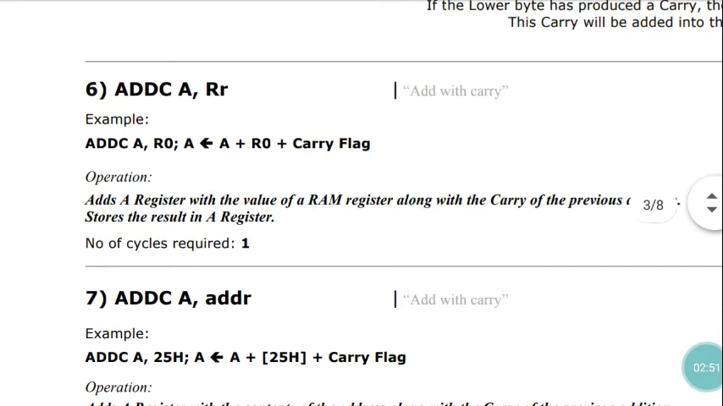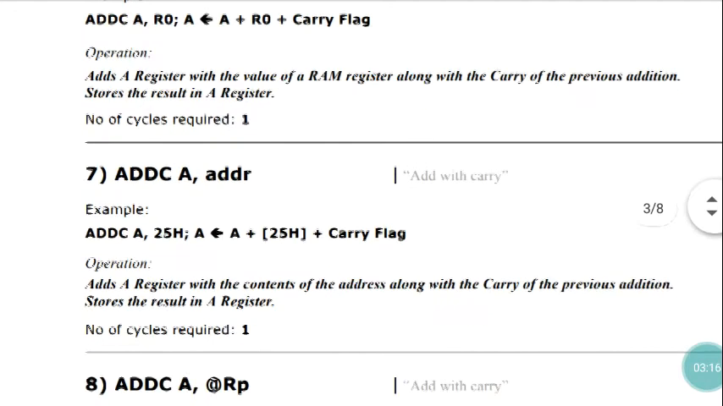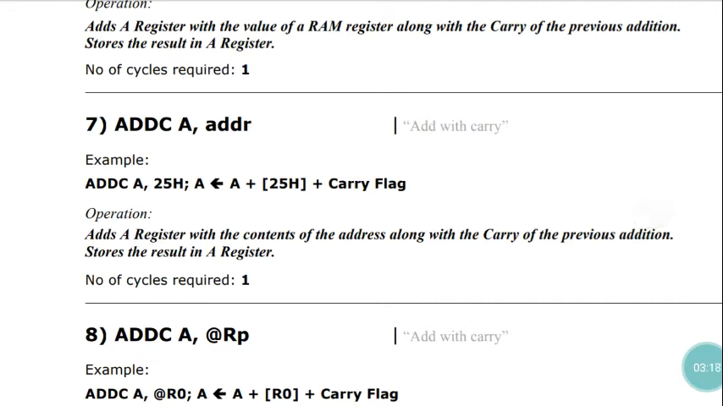Okay, next coming to addition with carry between a register and accumulator. Everything will be the same, just like ADD, but the only difference is here we are adding the carry. If you see the example, ADDC A, R0, A value and R0 value both are added, and also the carry flag is added, and the result will be saved into the accumulator. The next one is ADDC A, address.